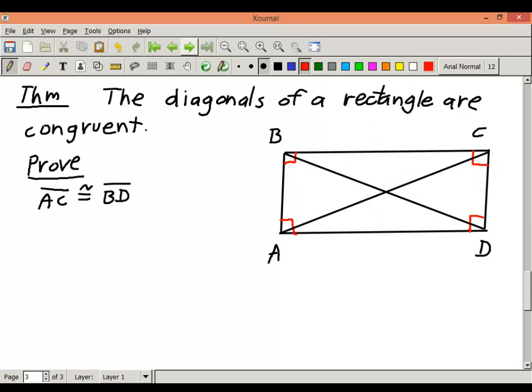Okay, so our last theorem, there's only two today, last theorem is we're going to prove that the diagonals of a rectangle are congruent. So we're going to prove in this diagram that you see that diagonal AC is congruent to diagonal BD. Okay, so we're going to do it by proving two triangles congruent. So I'm going to highlight the triangles that we're going to prove congruent. We're going to prove triangle BAD congruent to, let's make this other one a different color here, triangle CAD.